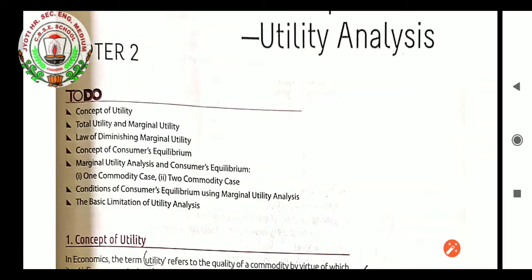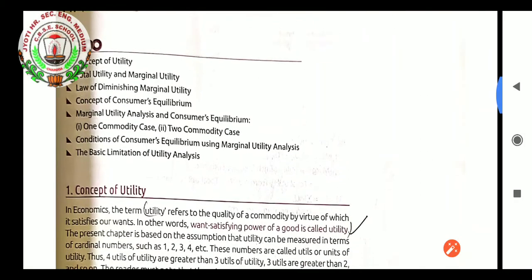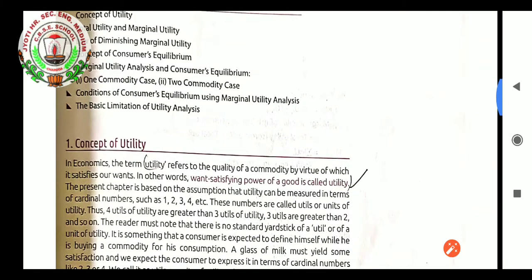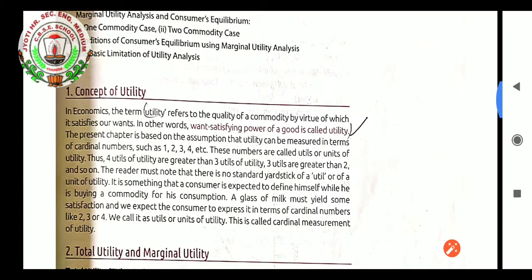Consumer equilibrium we will learn in two situations: one commodity case and two commodity case. Conditions of consumer equilibrium using marginal utility analysis, and the basic limitations of utility analysis. So now let us start our chapter with the small topic, that is the concept of utility.